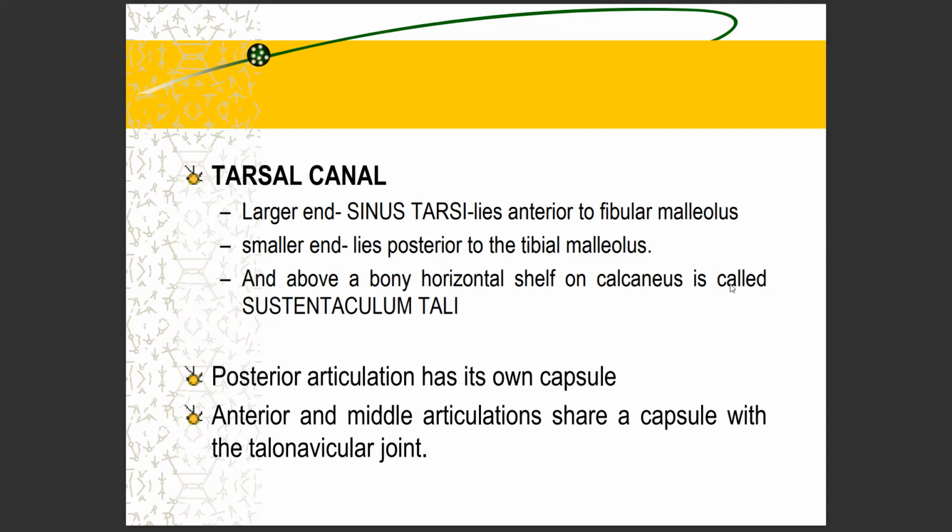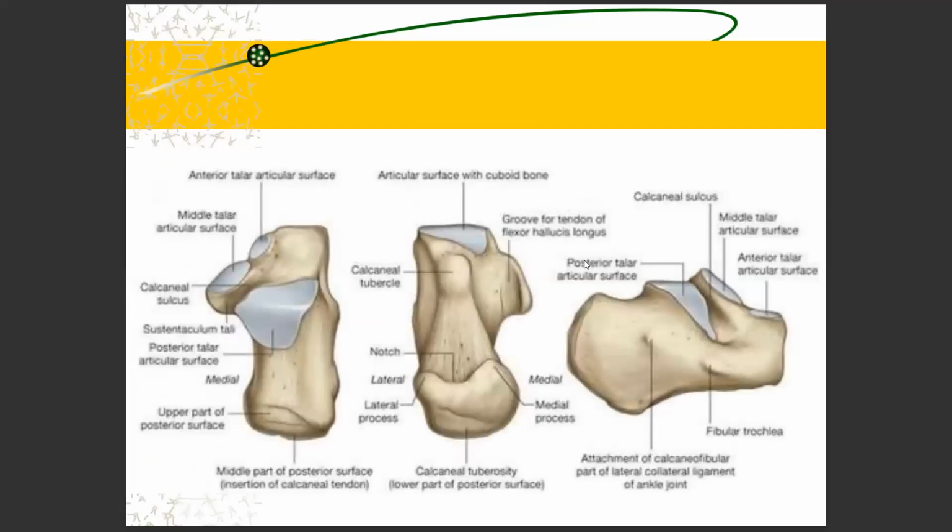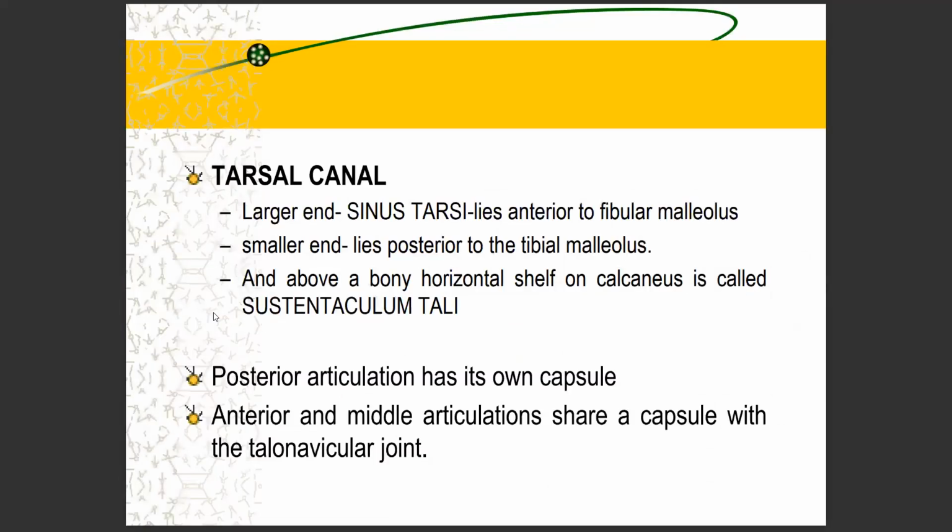If we further talk about this tarsal canal, above it is a bony horizontal shelf of the calcaneus called the sustentaculum tali, which we discussed in the previous slide. This is that projection which we call the sustentaculum tali. The posterior articulation has its own capsule. The anterior and middle articulations share a capsule with the talonavicular joint.